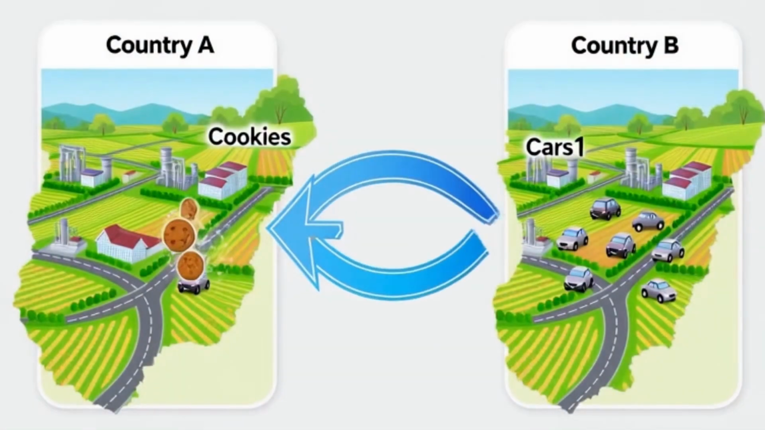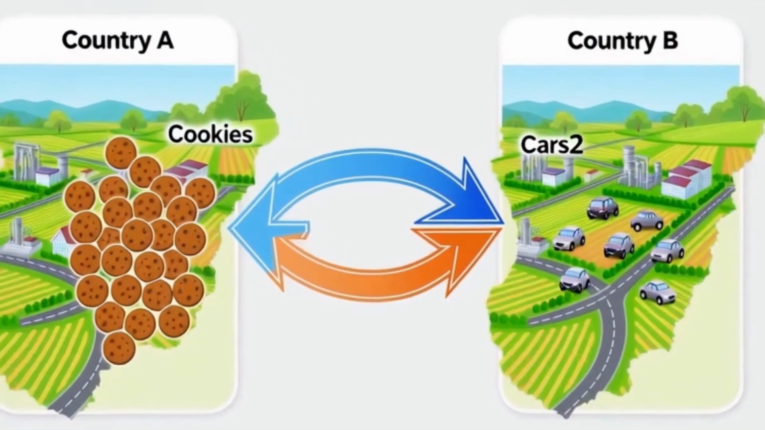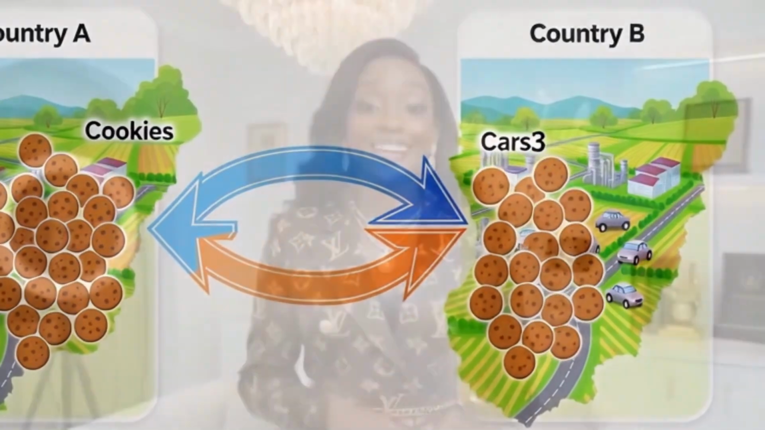Comparative advantage is when a country produces a good at a lower opportunity cost. Countries specialize and trade to benefit each other. This increases efficiency and total output. Comparative advantage occurs when a country produces a good at a lower opportunity cost.